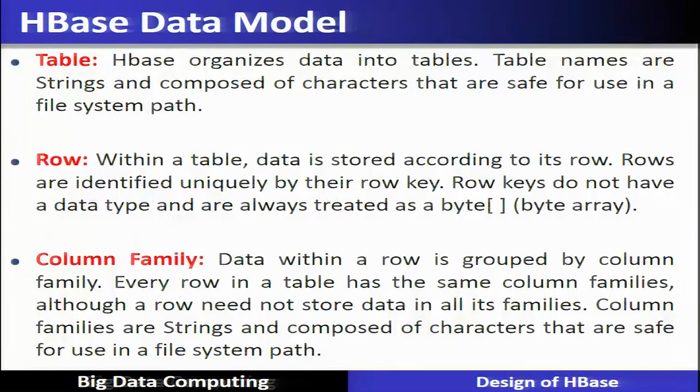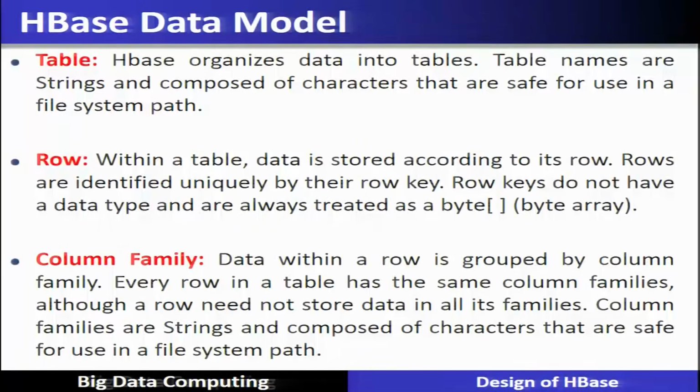So, the HBase data model consists of a table. HBase organizes data into tables, and the table names are strings composed of characters that are safe for use in the file system path. And the rows within the table: the data is stored according to its row. Rows are identified by their row key, and row keys do not have a data type and are always treated as bytes. This aspect we have already covered.